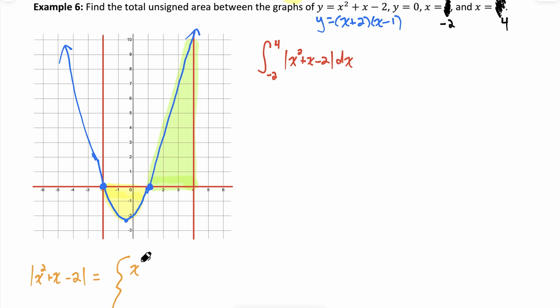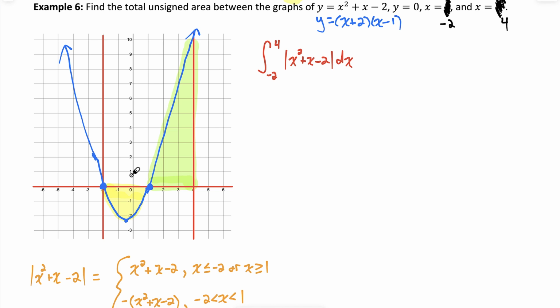I can use the positive version of this function, just normal x squared plus x minus 2, if the function is above the x-axis. So that would be on the intervals when x is less than or equal to negative 2, or x is greater than or equal to 1. But I would have to multiply the value of the function by negative 1 if the function had a negative value. And that happens when it's below the x-axis, so that is when x is between negative 2 and 1.